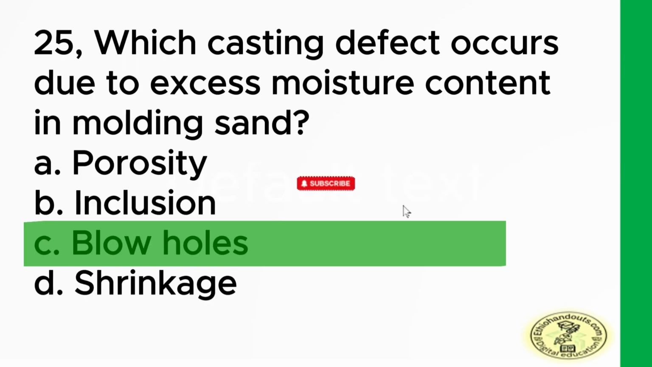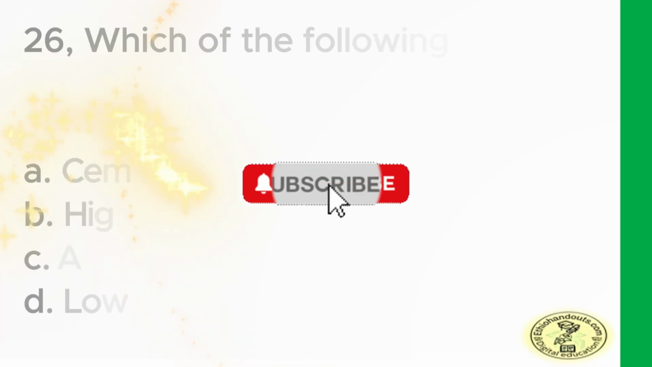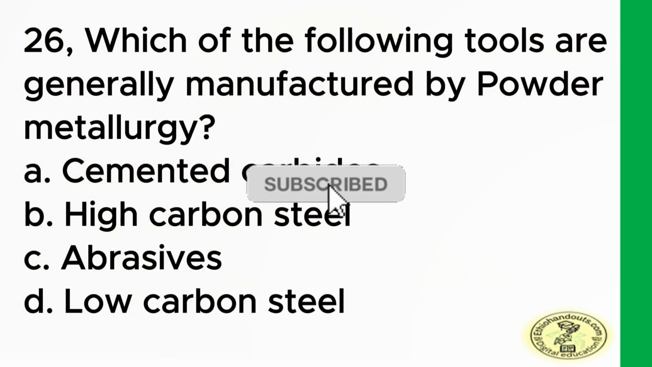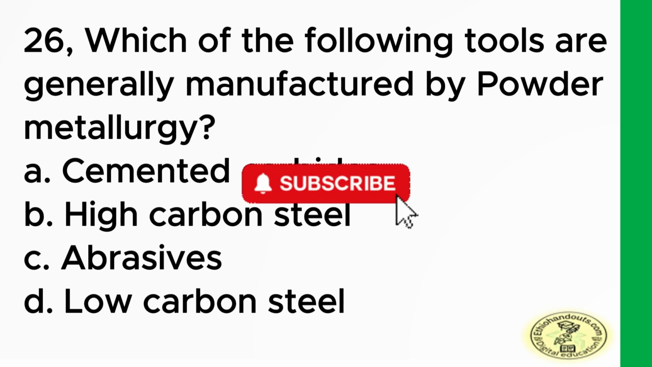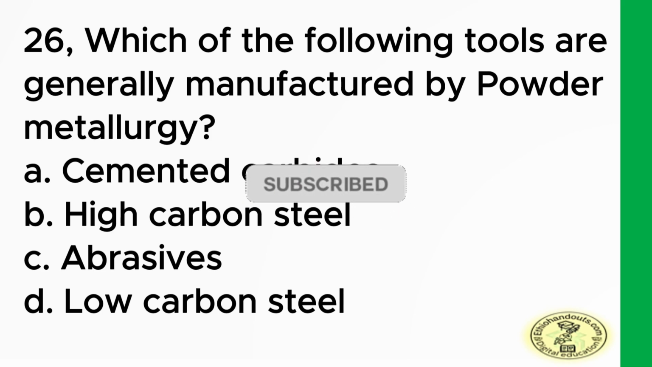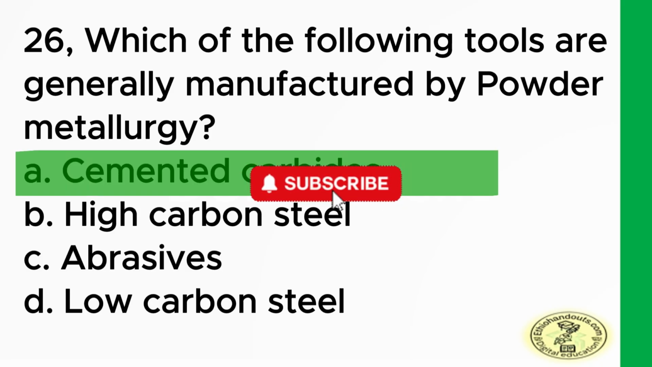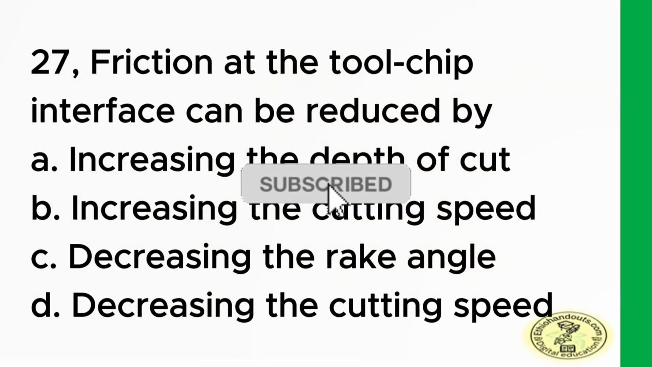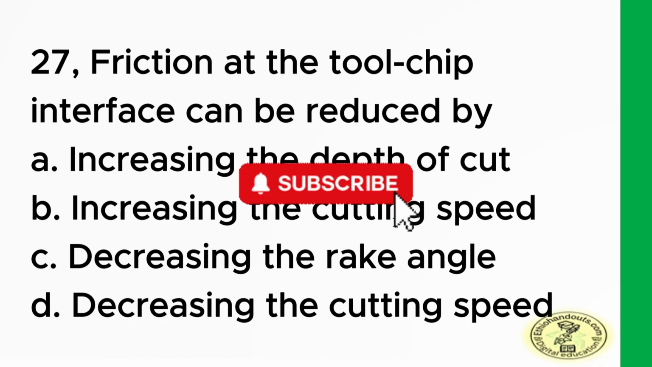The correct answer is C. Blow holes. 26. Which of the following tools are generally manufactured by powder metallurgy? A. Cemented carbides, B. High carbon steel, C. Abrasives, D. Low carbon steel. The correct answer is A. Cemented carbides. 27. Friction at the tool chip interface can be reduced by A.